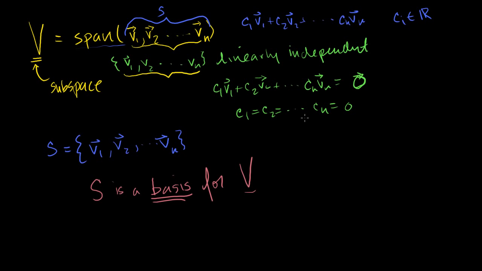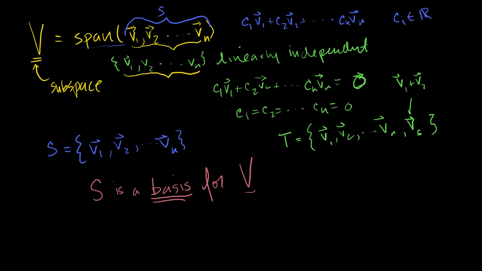Let me define another set. Let me define set T to be all of set S, v1, v2, all the way to vn. But it also contains this other vector. Let me call it the v special vector. So it's essentially the set S plus one more vector, where this vector, I'm just saying, is equal to v1 plus v2. So clearly, this is not a linearly independent set.